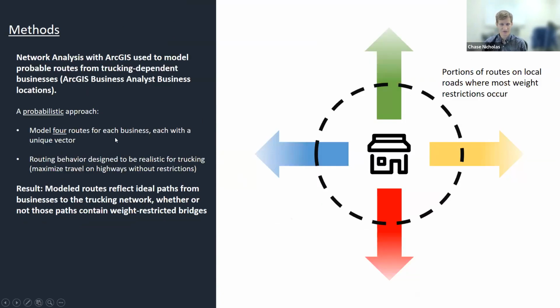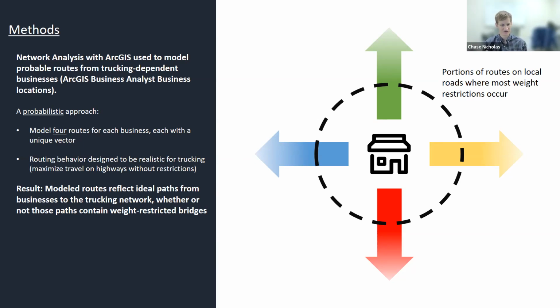Our method in this research used network analysis in ArcGIS to model probable routes from businesses that were trucking dependent to the freight network. So we adopted a probabilistic approach for this project, which I think will be demonstrated in the web app. But ultimately, since we didn't know the ideal routes that trucking-dependent businesses would use to reach their destinations, we modeled 4 routes for each business in our study, 1 north, 1 south, 1 east, 1 west, to get some different unique vectors that freight might be traveling from these locations.